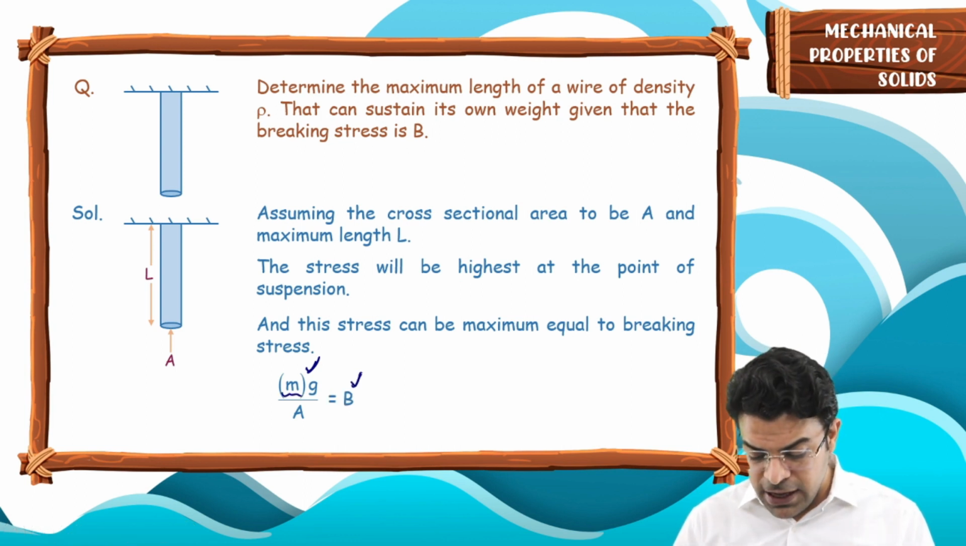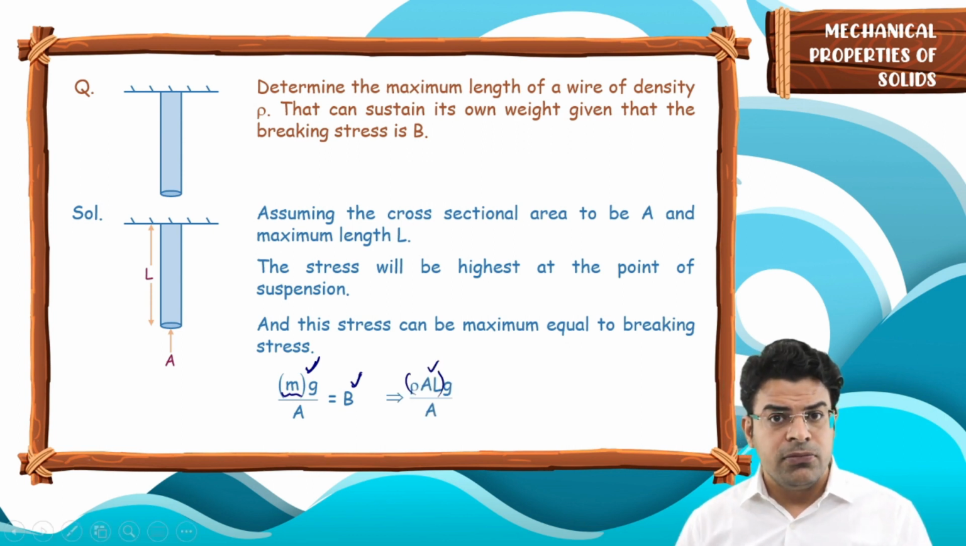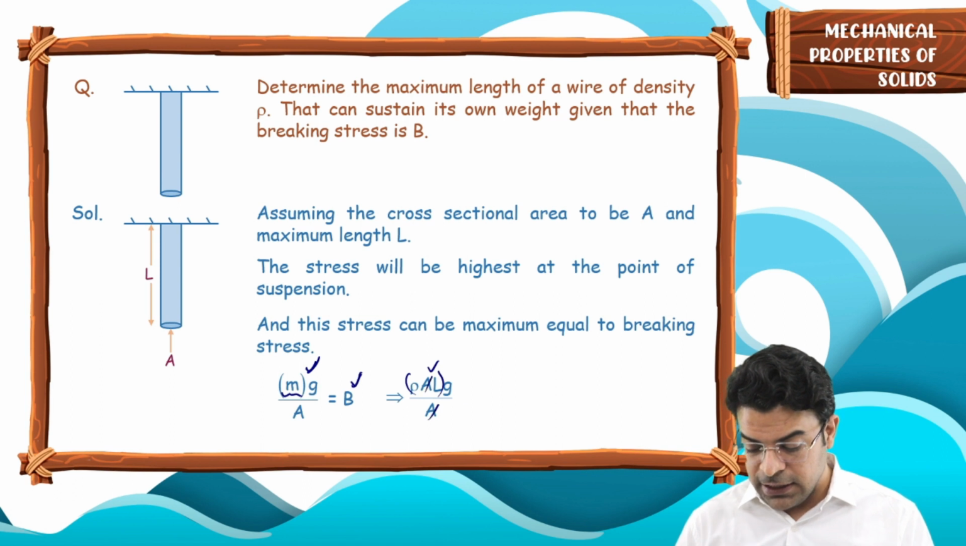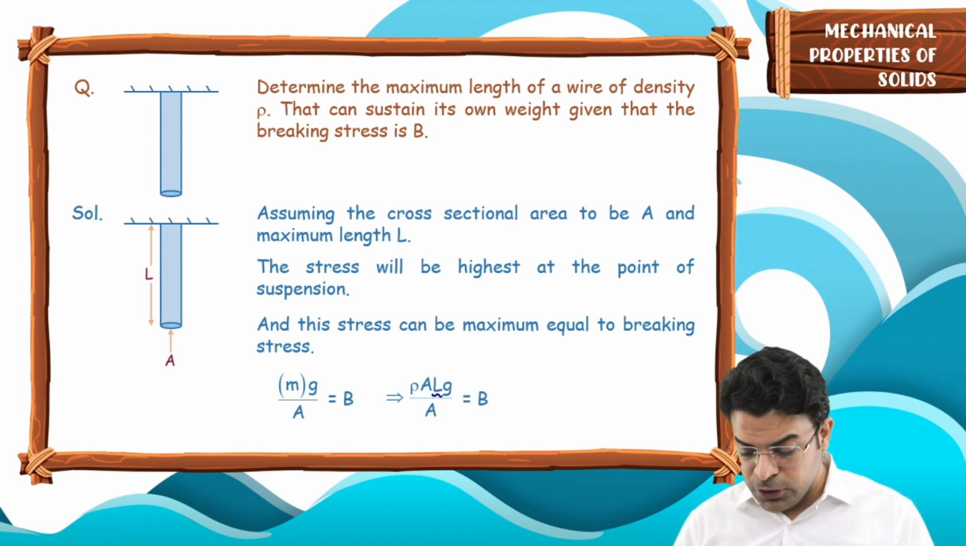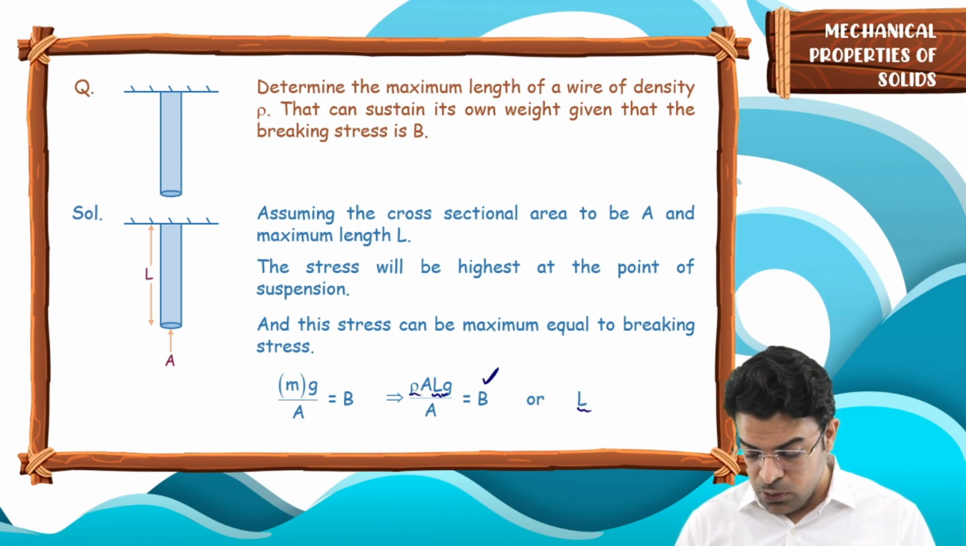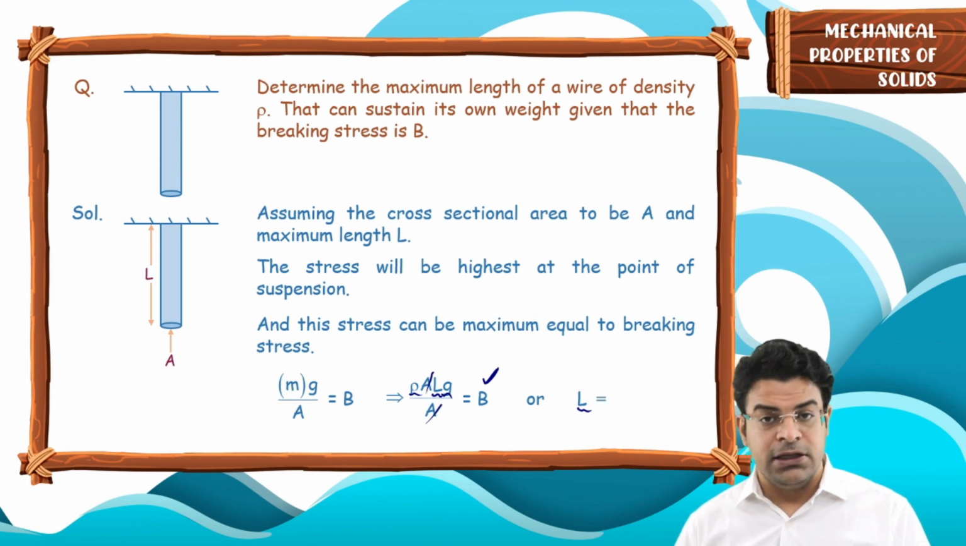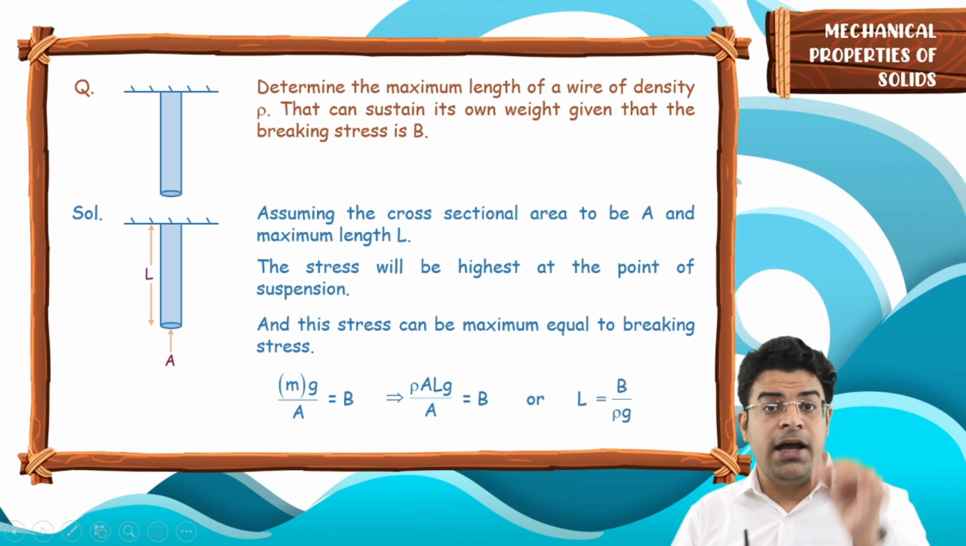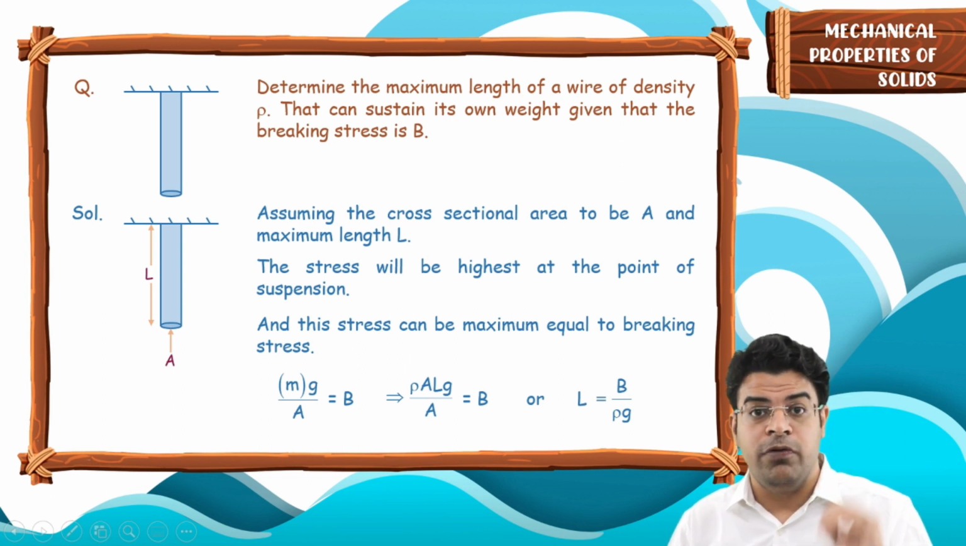Now in place of m, you can write density into cross-sectional area into length into g, and the A gets cancelled, equals B. So the maximum possible length that can be suspended comes out to be equal to the breaking stress upon rho g, as the A gets cancelled. So B by rho g. This can be the maximum possible length of the wire that can sustain its own weight.